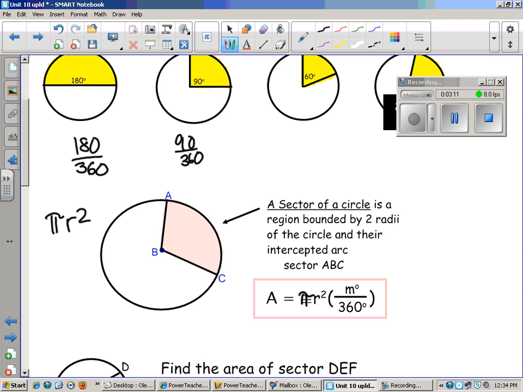Yes? So it's going to be pi r squared, the area of the circle, and then the percent. So what would m stand for? Yeah, it would be the degrees inside this angle, right? That's what we did up here. We did 90 over 360, 180 over 360, 60 over 360. It's the measure of that angle over 360.